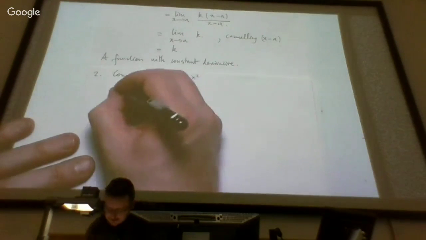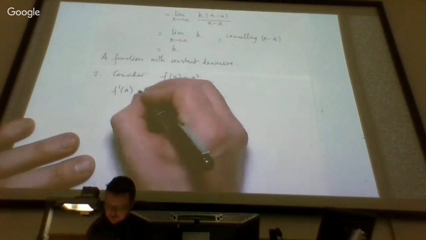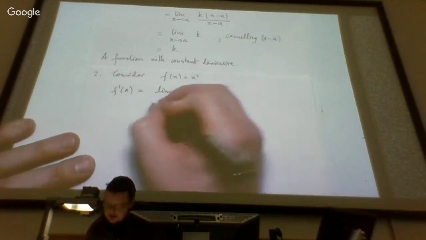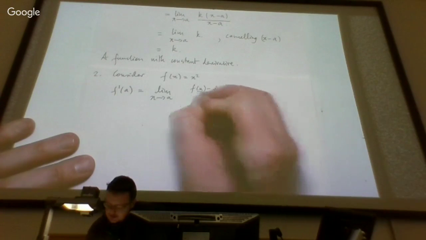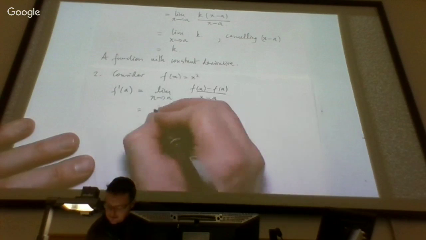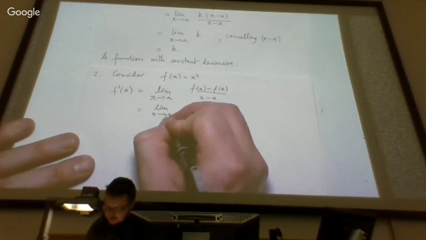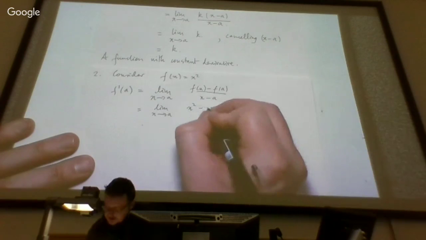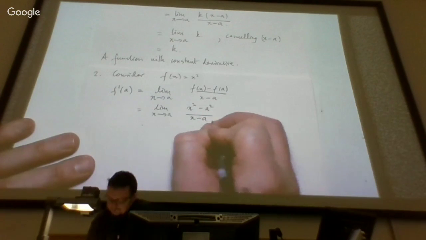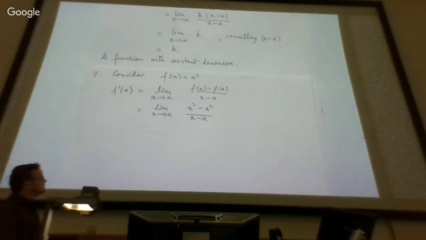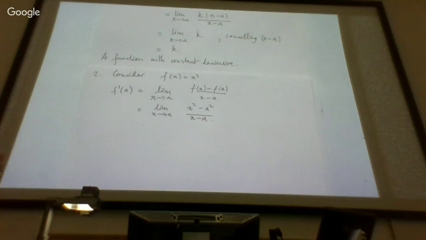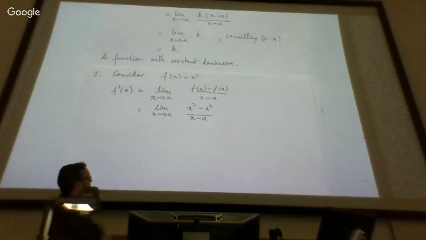In a similar way, we can obtain the derivative of f evaluated at a point a: the limiting value as x goes to a of the relative change, as before. It's just the definition. Then putting in the definition of the function, we have x squared minus a squared over x minus a. The first line is just the definition, the limiting value of the relative change in f, and then we put in the definition of f.